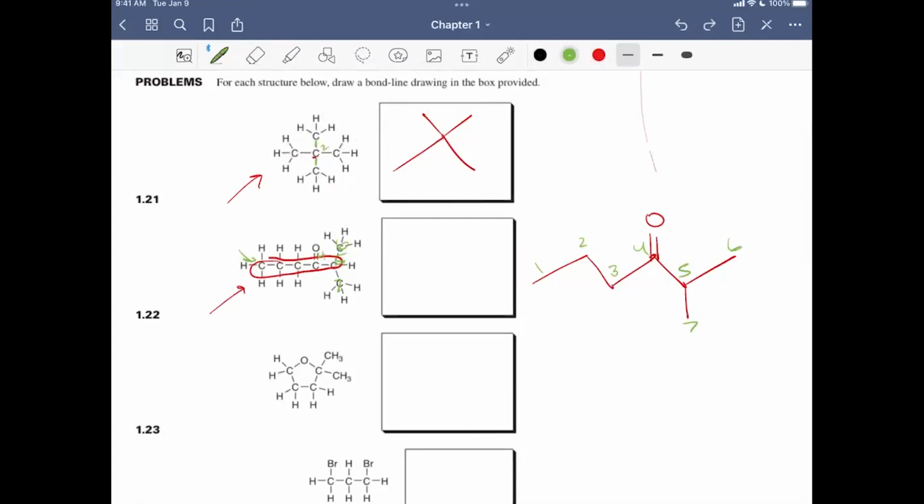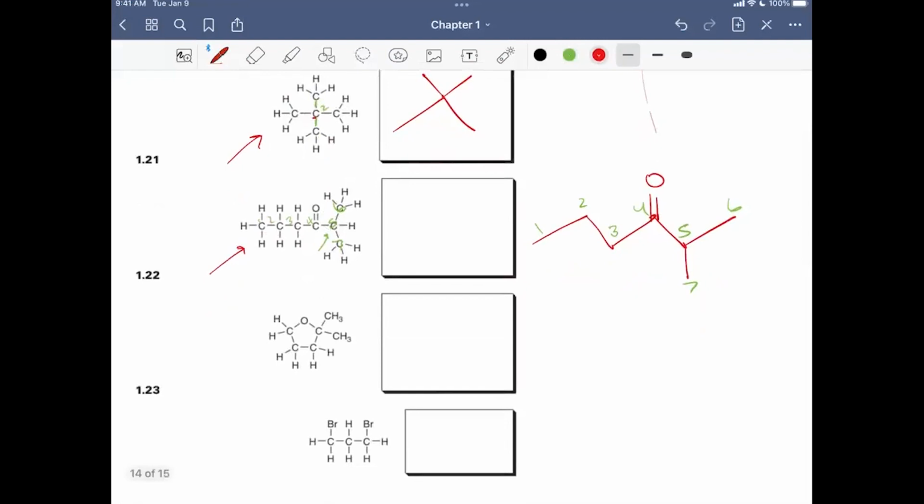So hopefully that makes sense, what I did there. Remember, it's just zigzag format. So remembering and labeling, if it helps to label all these carbons as I did 1, 2, 3, 4, 5, 6, and remember that that 7 was initially attached to that 5, so you have to show that in a bond line structure.